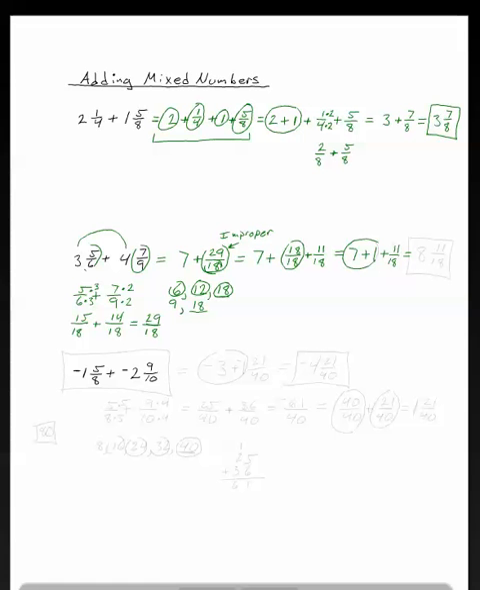And now we just add our whole numbers. So 7 plus 1 is 8, and 11 18ths.